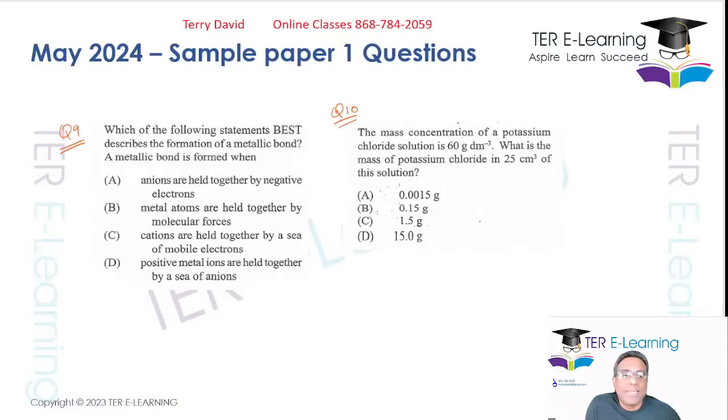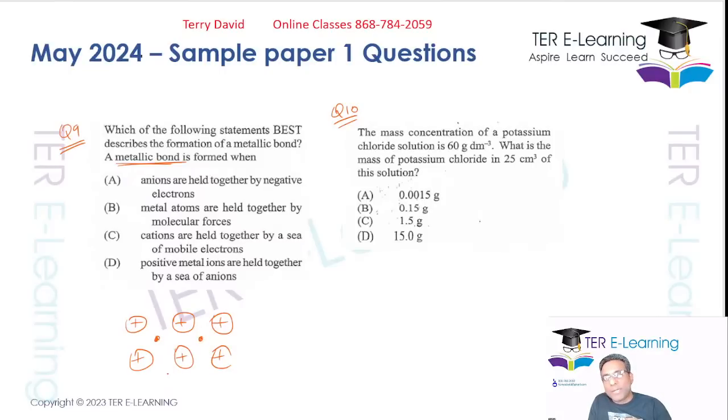A lot of people saying the answer is C. Let's see if that makes sense. So we're talking about metallic bonding. When it comes to metallic bonding, basically we have positive metal ions or cations, and they are held together by a sea of negative electrons. That's typically how we describe the metallic bonding.